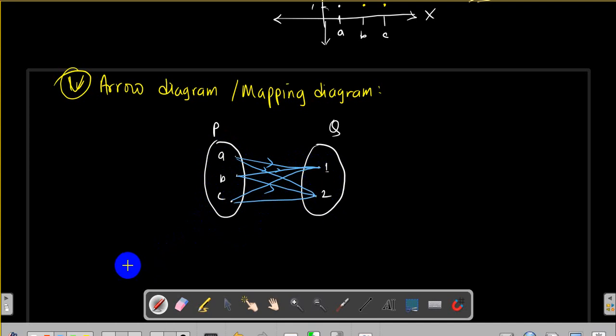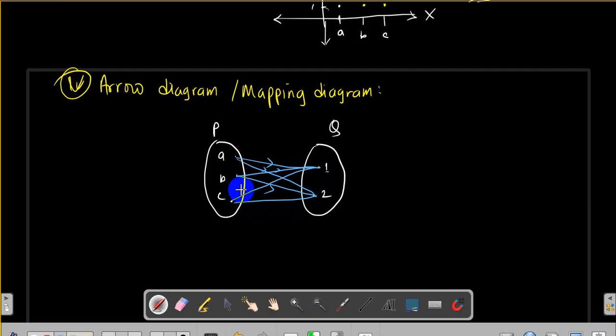Now we can write all the order pairs from P to Q. If A maps to 1, then the order pair will be A comma 1. If it maps to 2, then the order pair will be A comma 2. If B maps to 1, it forms B comma 1. If B maps to 2, it forms B comma 2. If C maps with 1, it forms C comma 1. If C maps to 2, it forms C comma 2. These are the total order pairs that can be made from P to Q.